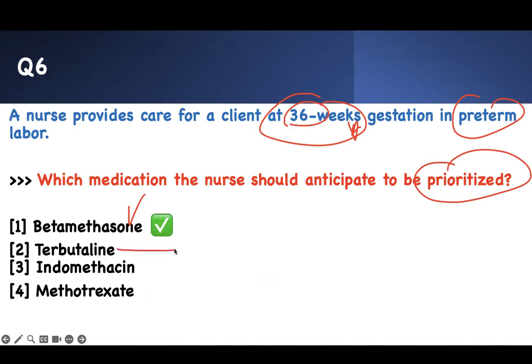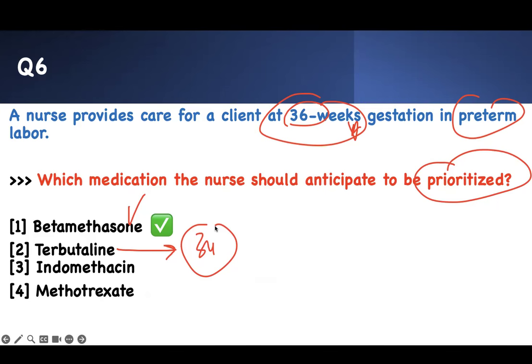Now, terbutaline is going to slow down what? Contractions. That's what we use for preterm labor. But after 34 weeks, the use of it is more dangerous. It causes more fetal tachycardia, pulmonary edema, and electrolyte problems we saw in that question. You see, application. Therefore, we cannot use it.